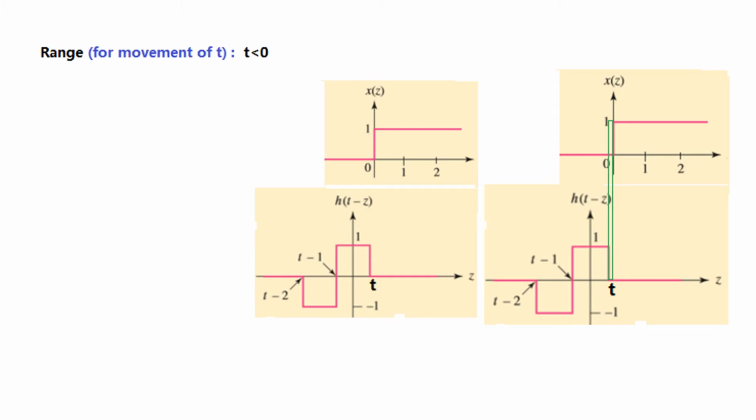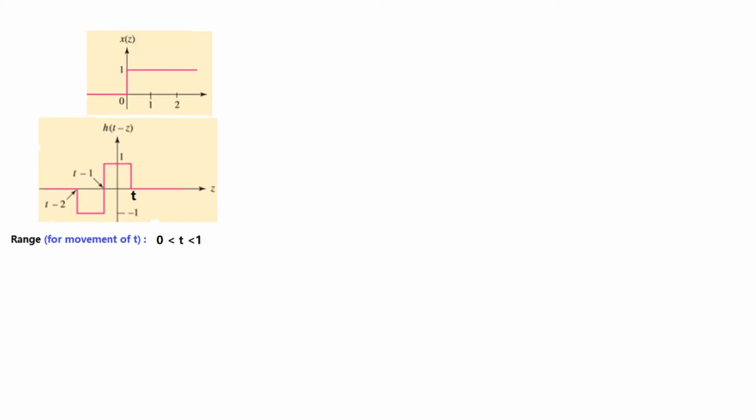Or we can say that for this range of movement of t, we have moved t up to just short of 0, so t is less than 0. There is no overlap, and therefore the output is 0 for t less than 0. So this is our first conclusion, for t less than 0.